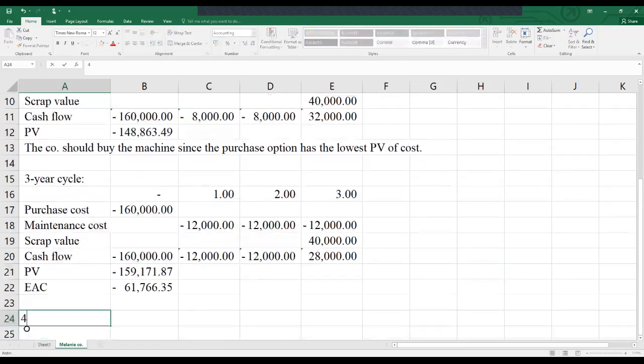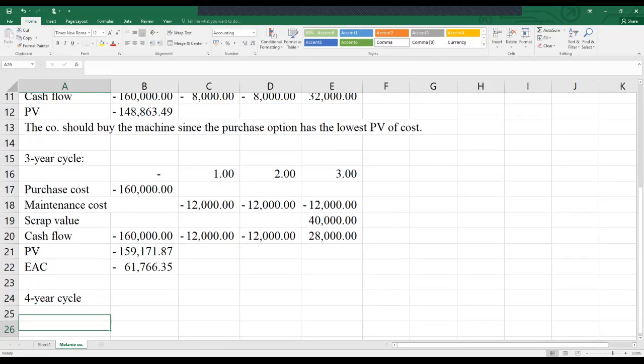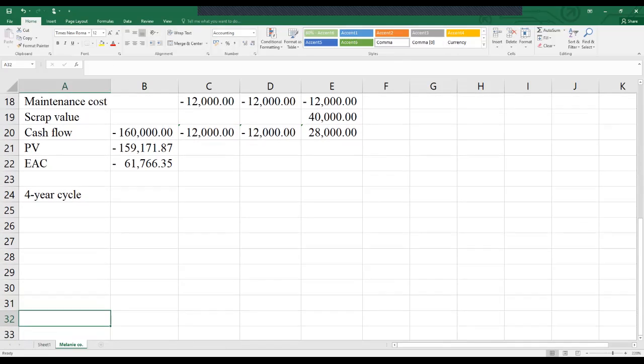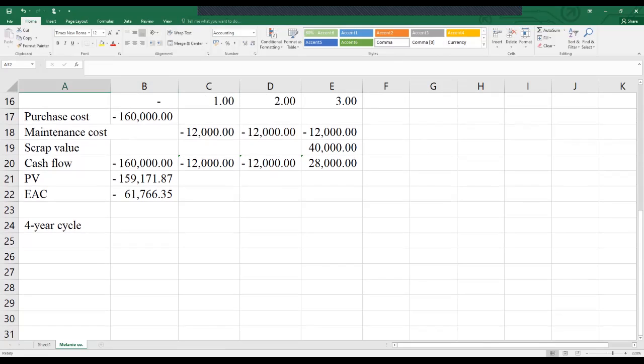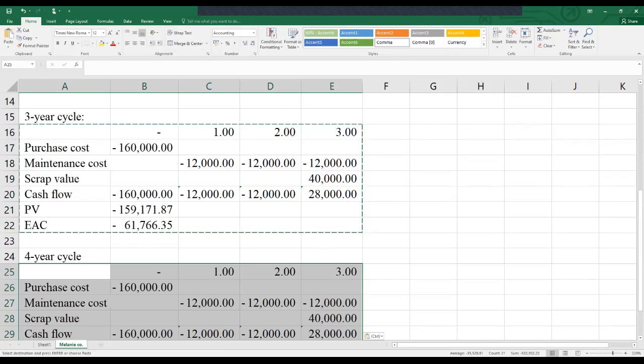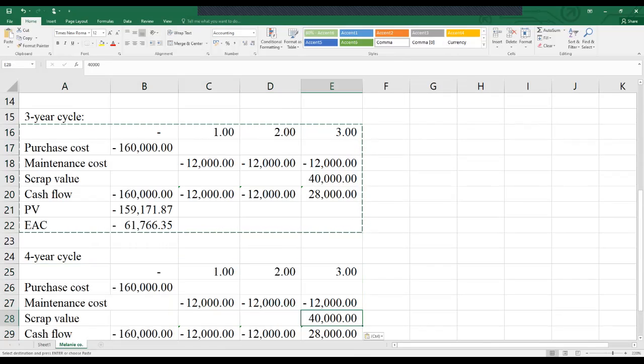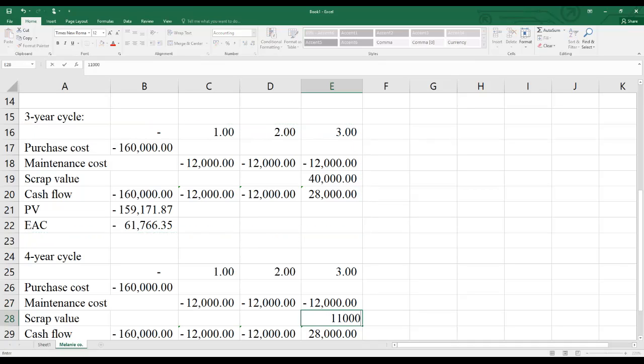Then if you do a 4-year cycle, same process. Maintenance cost: let me just copy these, because the purchase cost and maintenance cost are the same. However, the scrap value is changing. It is decreasing to 11,000. Let me check the question again. For the 4-year cycle, the scrap value falls to 11,000. Therefore, 11,000.